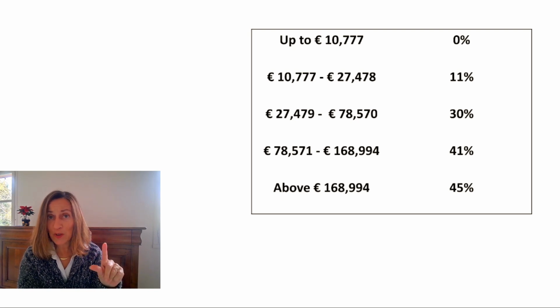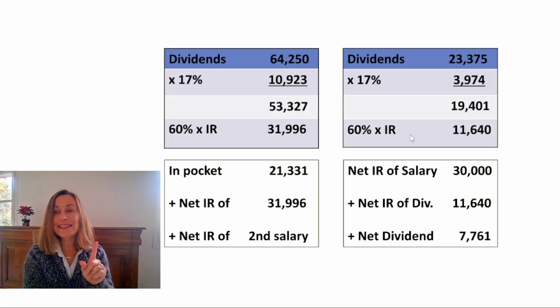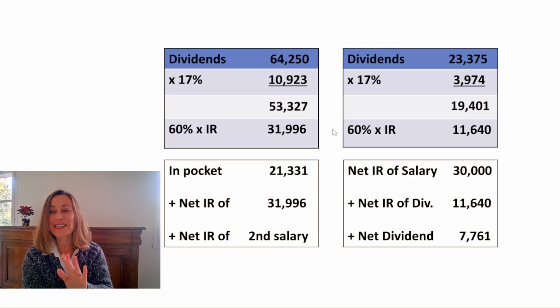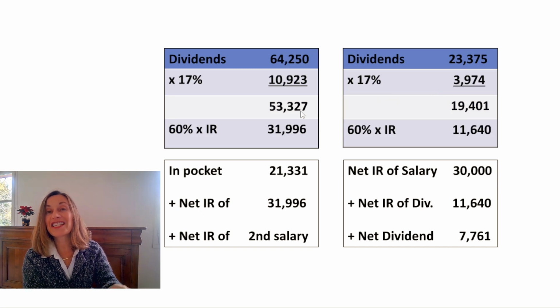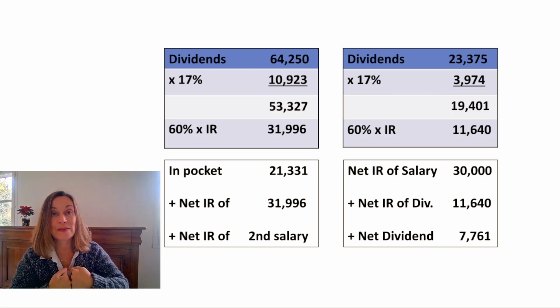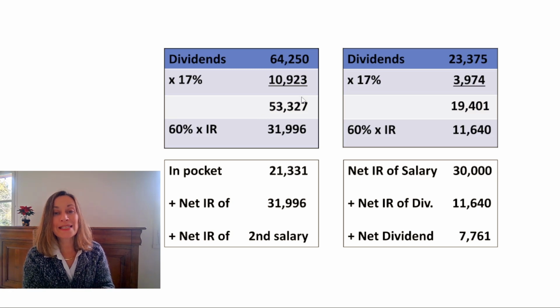I did say there were two ways of taxing dividends, and this is the second way that I won't spend too much time on here, but if you want to come back and look at it, you're more than welcome. What you do is you would pay 17%, which equals the CSG and CRDS, on the totality of the amount you take. So that would be, in that case, nearly 11,000, and that would be nearly 4,000, leaving you with this. And then this would be declared as income, and you would be charged income tax in your personal tax bracket on 60% of this amount.